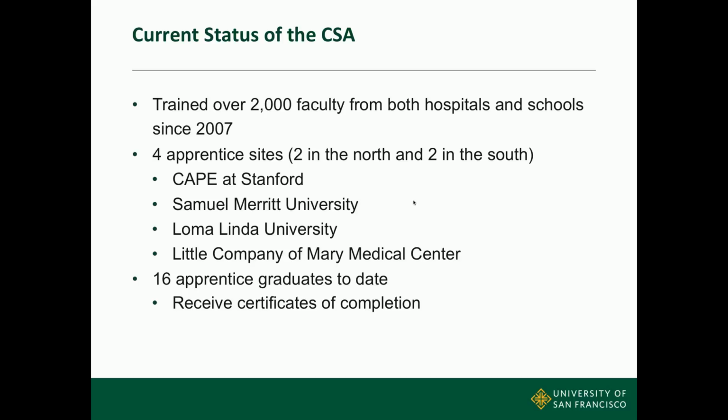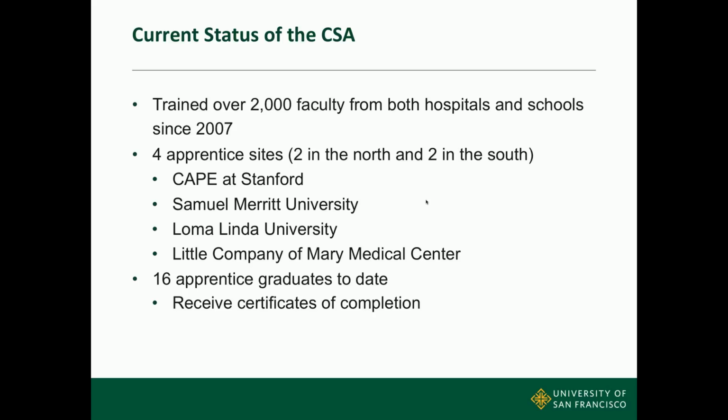We have trained over 2,000 faculty from hospitals and schools since 2007. And then these apprentice sites that I mentioned, we have 2 in Northern California and 2 in Southern California. We purchased that apprentice curriculum from the Sim Health Consultants up in Oregon, and that curriculum has been implemented at Stanford, at Samuel Merritt University, Loma Linda, and Little Company Marion Medical Center. We've had 16 apprentice graduates to date, and we have 2 that are in progress right now. They receive a certificate of completion, and the apprentice program is 72 hours long.